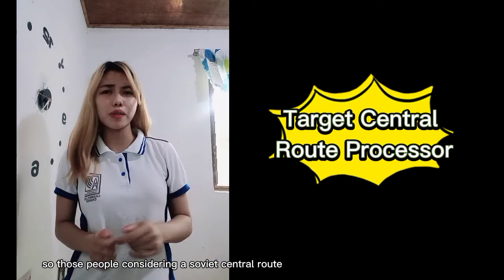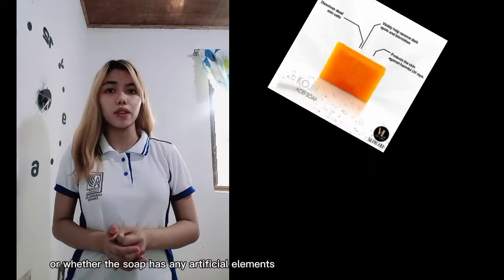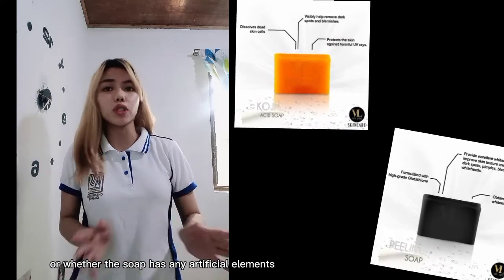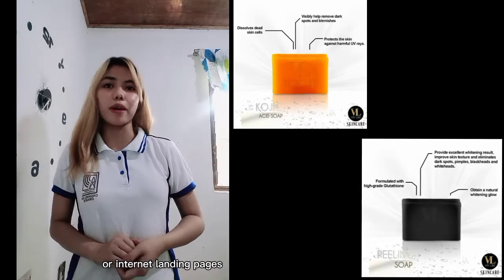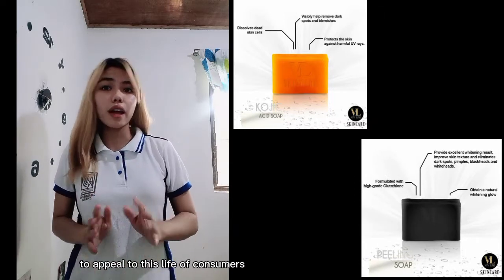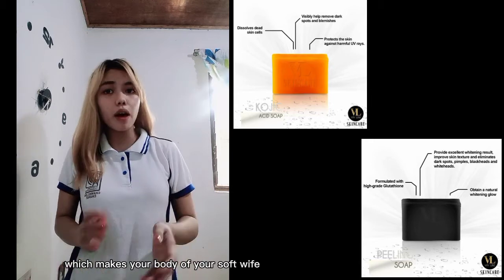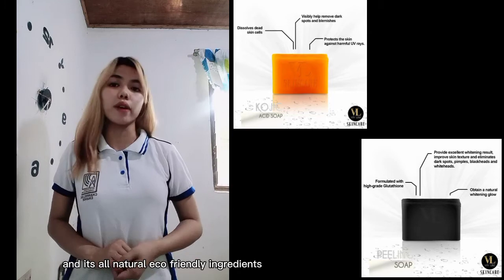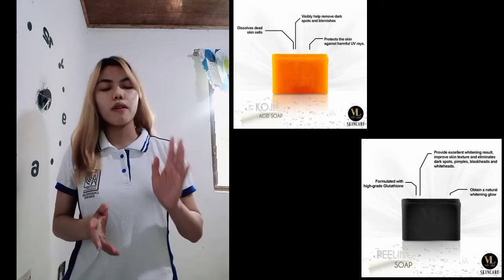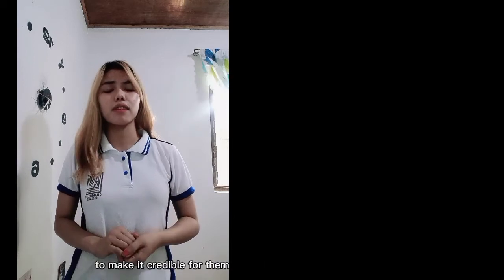Those people considering a soap via the central route may be particularly concerned about the effectivity or whether the soap has any artificial elements. So you must design a set of commercials or internet landing pages to appeal to this type of consumer. So you have to emphasize both the soap's unique formula, which makes your body appear soft and white, and its all natural, eco-friendly ingredients. So you must put some information and facts to make it credible for them.